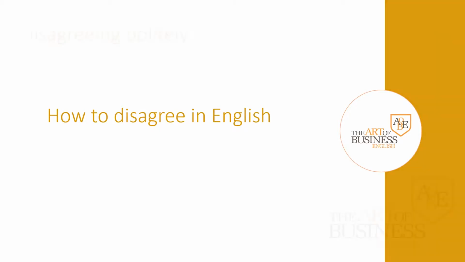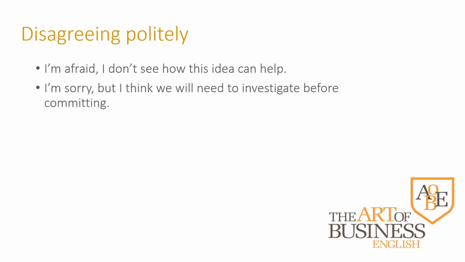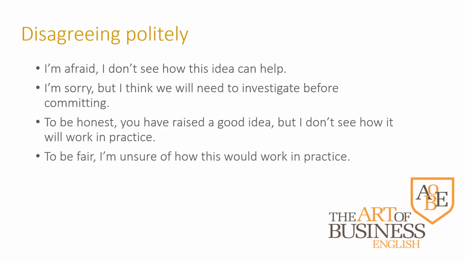Okay, so how to disagree in English. So disagreeing politely, we can say, I'm afraid I don't see how this idea can help. Next one. I'm sorry, but I think we will need to investigate before committing. Number 3. To be honest, you have raised a good idea, but I don't see how it will work in practice. Number 4. To be fair, I'm unsure of how this would work in practice. Okay? So you'll notice that in each of the examples, I'm always referring to the idea and not the person who put the idea forward, okay?